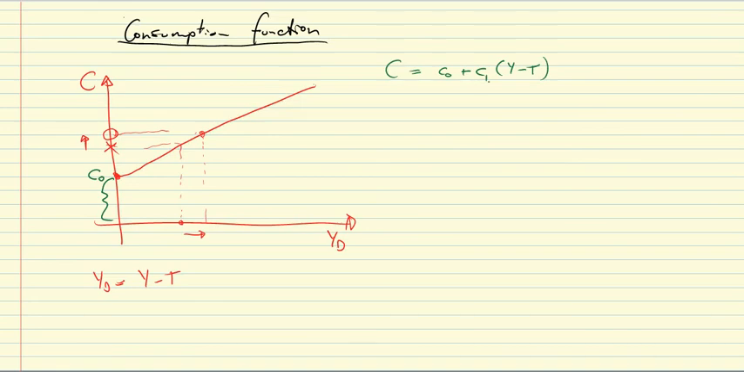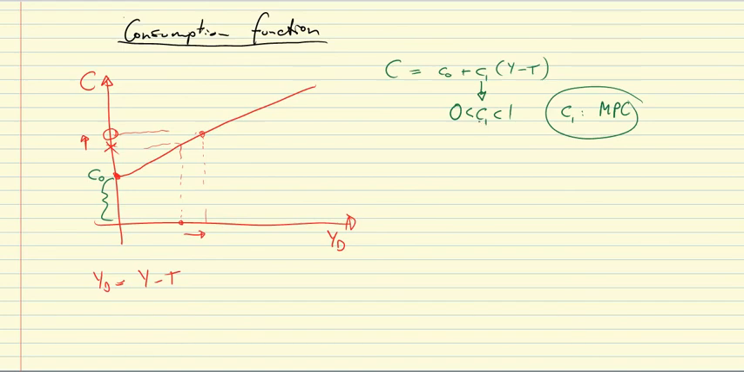a fraction C1. Very important, C1 is between 0 and 1. C1 is, of course, the marginal propensity to consume, MPC, and the name says what it does, the marginal propensity to consume. So as income increases marginally, households have that propensity to consume out of that additional dollar.